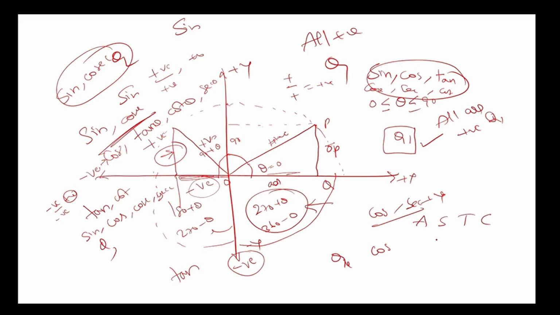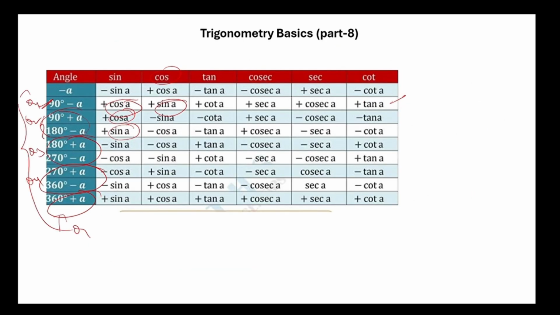Now write this: All Silver Tea Cups, A, S, T, C. That is the word we have to remember. But if you follow the concept by looking at the opposite side and adjacent side, positive or negative, you can find out which trigonometric ratio is positive and which is negative. This is how we have to identify things.